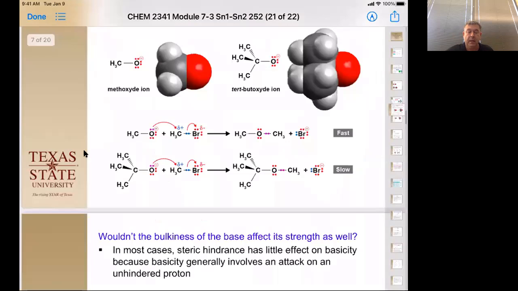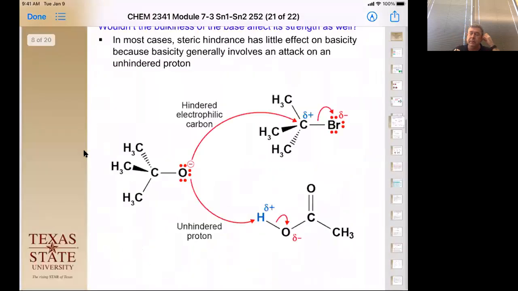Okay. So shouldn't bulkiness affect base strength? Well, no, because remember, nucleophilicity is a kinetic experiment. Basicity is an equilibrium experiment. Therefore, it actually doesn't change because it'll meet that equilibrium at the same thing, at the same time. It gets to an equilibrium and stays there. So it actually doesn't tend to affect the basicity based on how big you are, because we're not worrying about doing it quickly. We're worrying about finding a nice thermodynamic equilibrium.